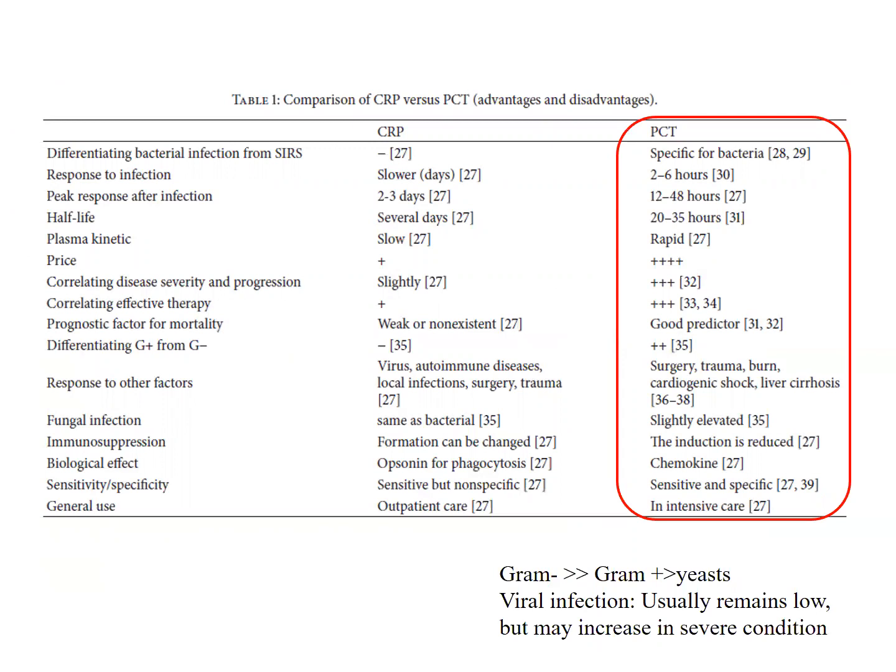In this next slide, you can see the comparison of CRP versus procalcitonin. This slide tries to summarize for us the advantages and the disadvantages. So if you remember the earlier information, the response to the infection is much more rapid with procalcitonin, and the half-life is also shorter. So it's very important because we can follow our patient in time, but unfortunately the price is higher, but it's not so important.